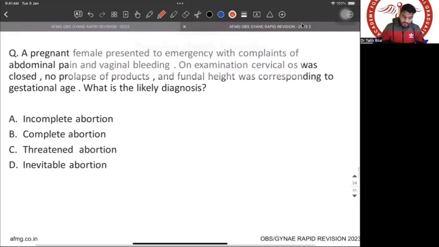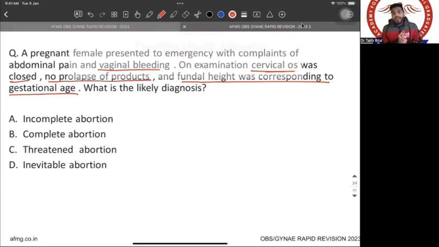A pregnant female presented to emergency with complaints of abdominal pain and vaginal bleeding. On examination, cervical os was closed, and no prolapse of products. Os is closed. Door is closed. She's not giving any history of a prolapse of the products. Fundal height corresponds to the gestational age. Everything is normal. Uterine size is equal to the period of gestation. What is the likely diagnosis, guys?